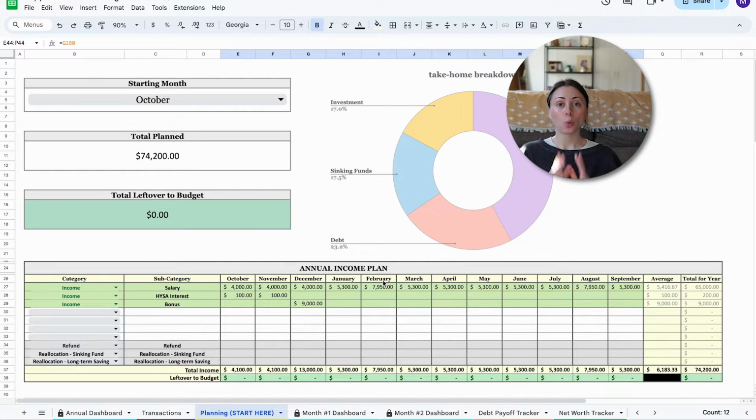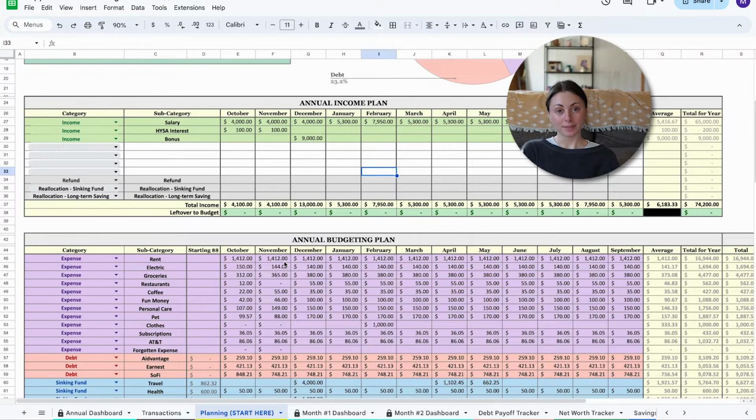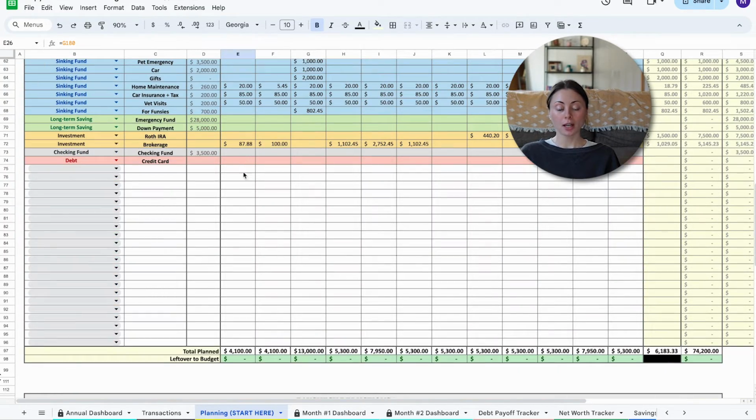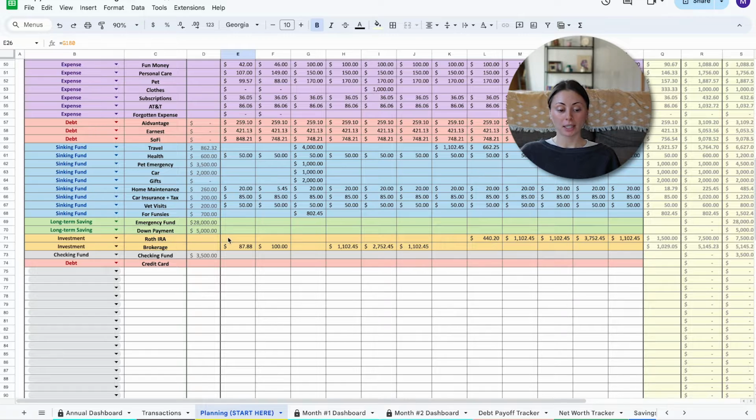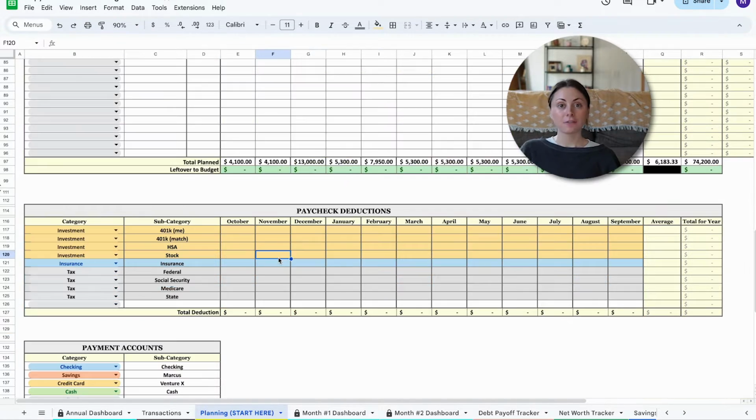But I do want to give one warning if you are starting in the middle of the year. If you're maxing out your retirement accounts and there's specific contribution limits, let's use Roth IRA for example, you're going to have to be careful. If you already invested $5,000 in your Roth IRA, and you're starting in October, make sure when you're putting money in your Roth IRA that your October through December balances don't exceed the total $7,000 you invest in your Roth IRA. Same for your 401k.